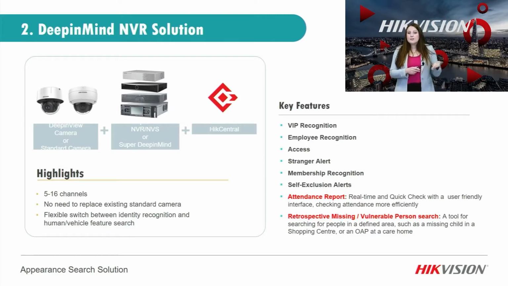So as I talked through before, VIP recognition, employee recognition, access, stranger alert, membership recognition and self-exclusion alerts. But you can also do a little bit more with this solution. You can add in real-time time and attendance, so you can export an attendance report from the MVR or from HikCentral. And this solution also gives you the feature of retrospective searching.